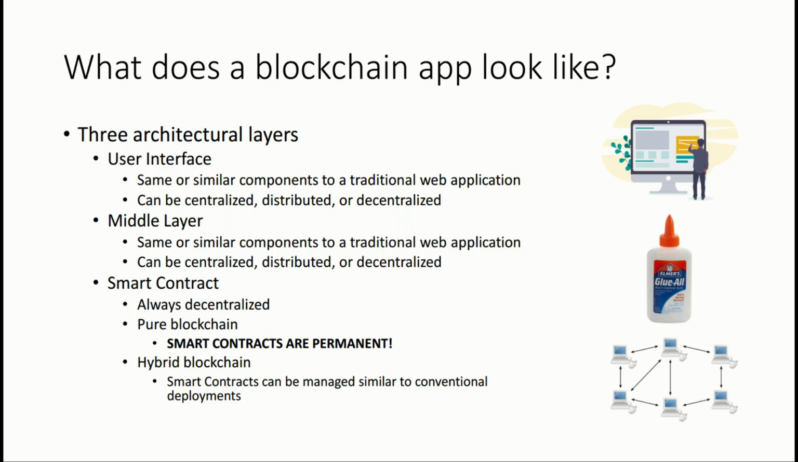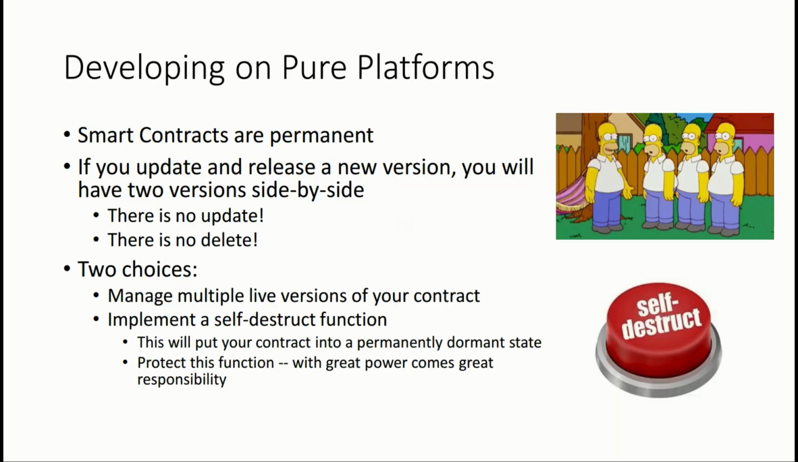All right, so those are our three layers. Now, our smart contract layer, because it's running on the blockchain, is always going to be decentralized. Blockchain is by definition a decentralized technology. But these upper two layers, the middle layer and our user interface layer, we can host these in several different ways. We can host these as centralized assets and resources. We can host these as distributed assets and resources, or we could host those as decentralized assets and resources.